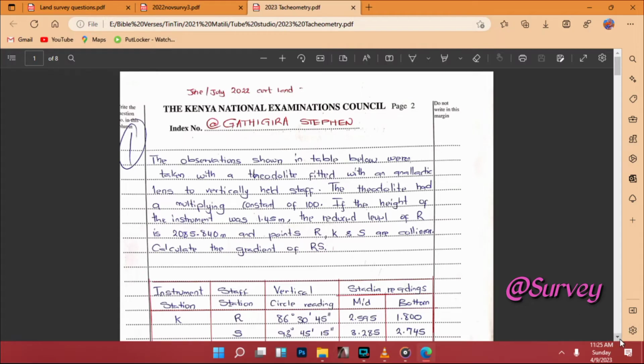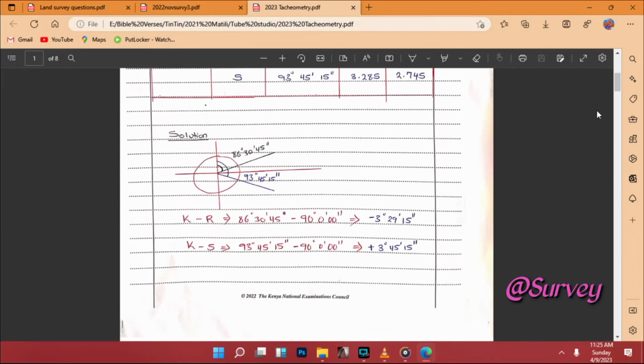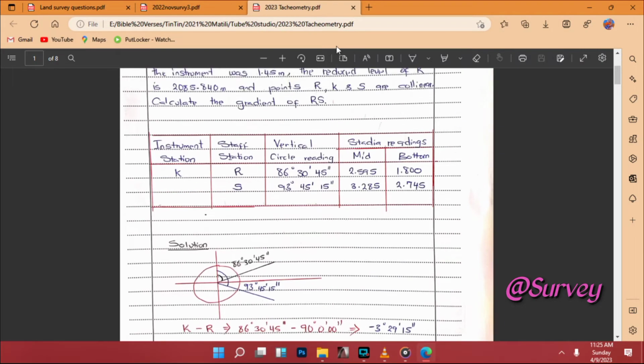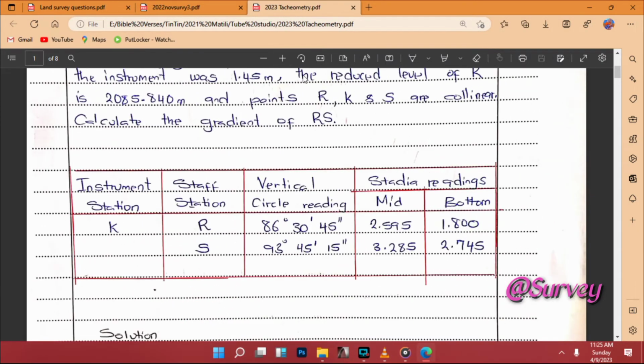I had done the calculation here in order to make the lesson a little bit interesting and faster. So here we are given a vertical circle reading, and from this vertical circle reading we have to find the vertical angles. So the vertical angles are the angles we need in order to calculate what is given in the question, and the vertical angle is obtained from the vertical circle reading.